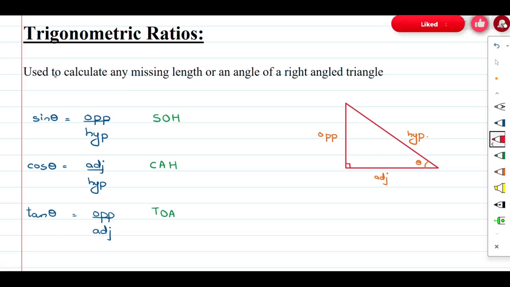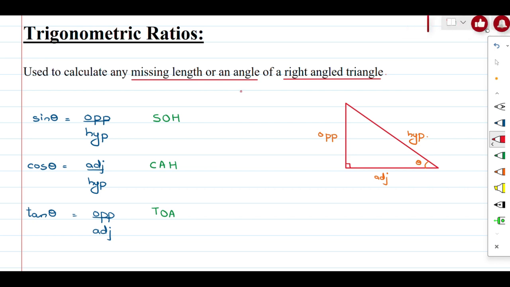Trigonometric ratios. Trigonometric ratios are used to calculate any missing length or angle of a right angle triangle. They are valid only for a right angle triangle. Before, we did the Pythagoras theorem, which is also only valid for a right angle triangle, but it is used to calculate the missing length, not the angles. Trigonometric ratios are used to measure the missing length or the missing angle of that right angle triangle.